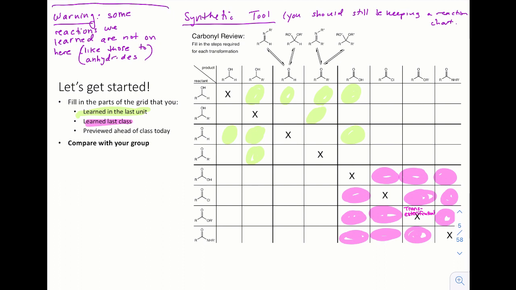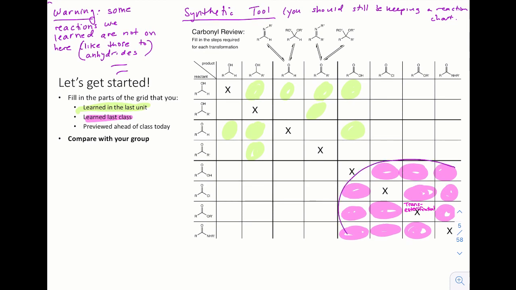Quick warning, some of the reactions we learned in the acyl transfer class are not on this grid, specifically those involving anhydrides. And today we will learn a few more reactions that will not be on the grid, but will be useful as well. And we'll add them to this little list. Pause now, be sure that you have those squares filled in.